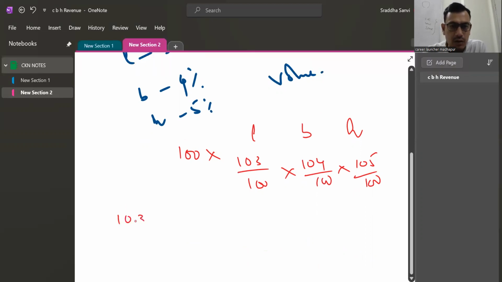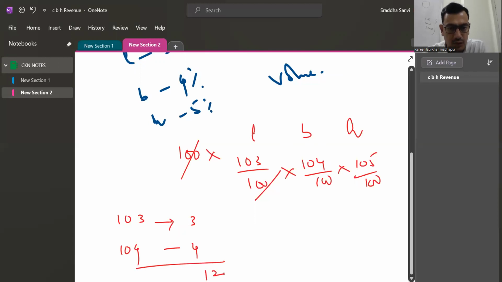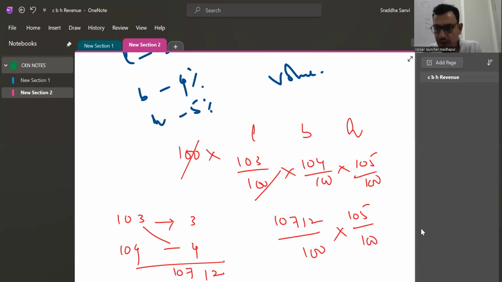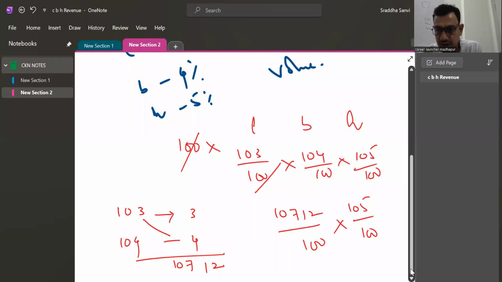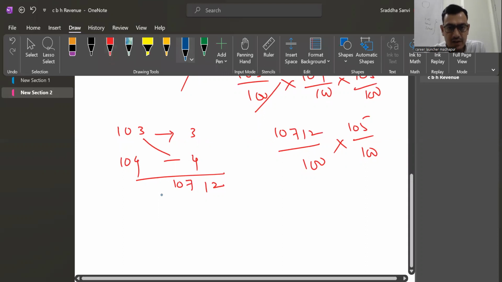So 103 into 104. Anyways, this 100 gets cancelled, right? So this is 3 more than 100, this is 4 more than 100, 3 4s are 12. 103 plus 4 is 107. So the value is 10712 by 100 into 105 by 100. This is my value. Now I need to go for further simplification, right? This is not sufficient. What will be the next level simplification here?